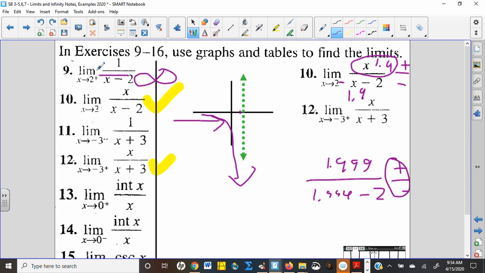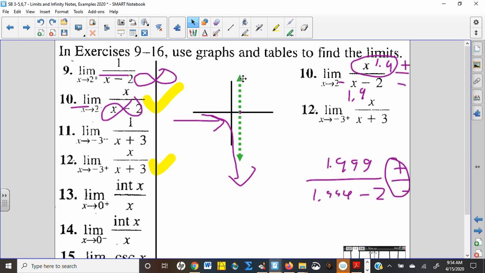And that's how, oops, I guess that was number 10, sorry. So that's how you can do these without having to look at that graph. Now this says use graphs and tables. Go ahead and look at the graph, but if you really want to be getting through this using analysis, that's analysis right there. Understanding that when I'm dividing a positive by a negative, it's a negative.